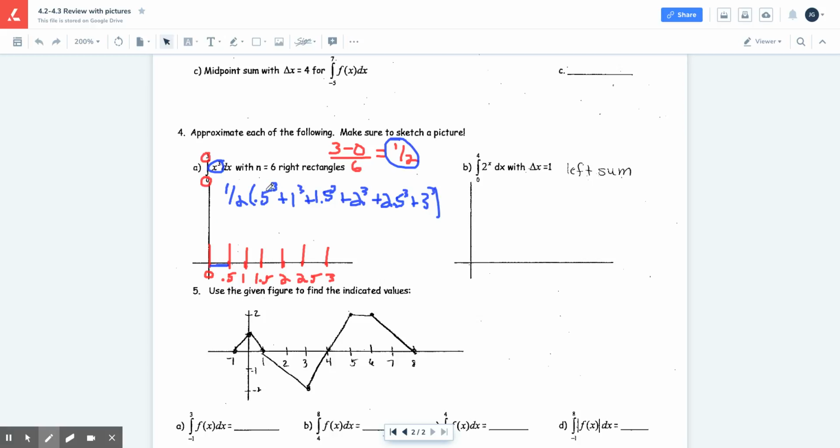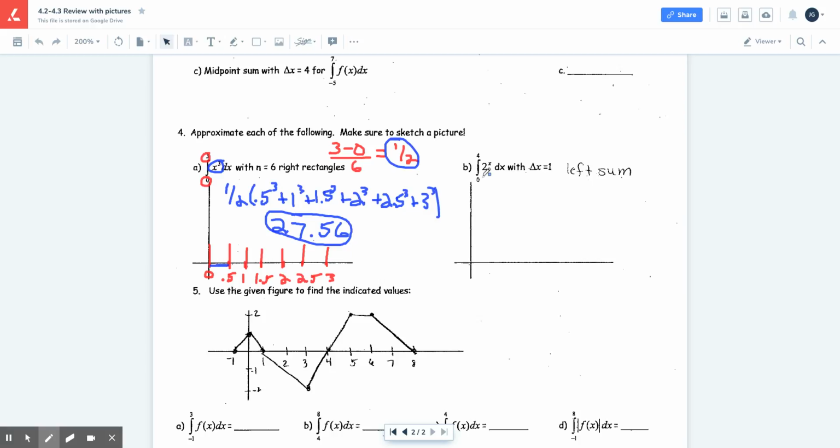So since it was a right rectangle, that's a right sum, we use 1, 2, 3, 4, 5, those 6. You don't use 0. And then you would just plug these numbers into your calculator. You have to cube all this. Make sure you put the parentheses in the right spot and then multiply by half. And you get roughly 27.56. Rounded to 2 decimal places is plenty. All right, 27.56 is our answer. All right, on to B.